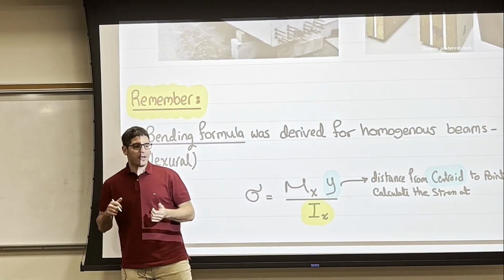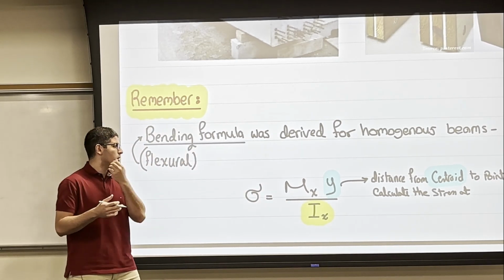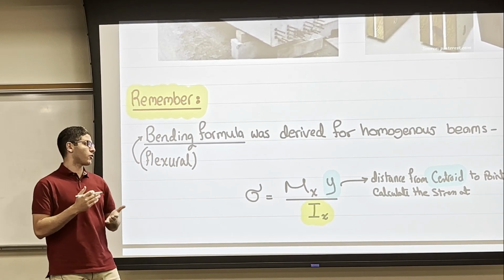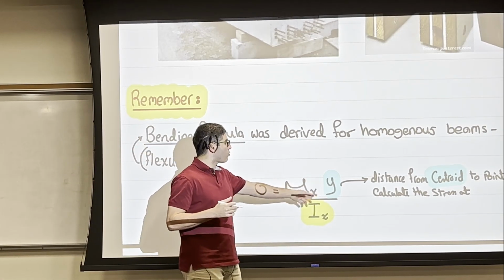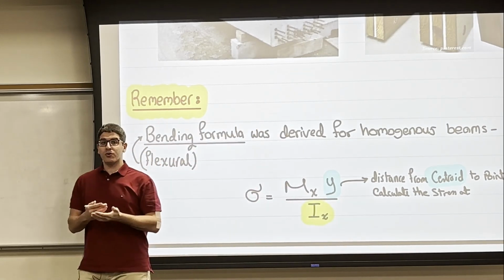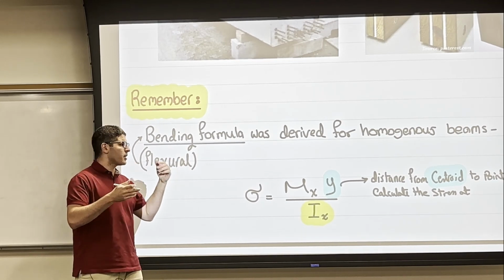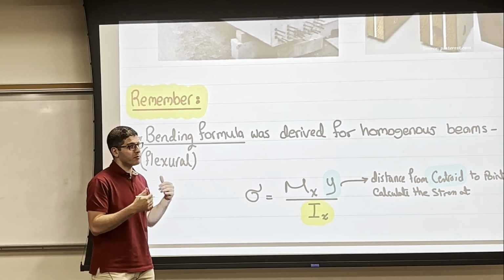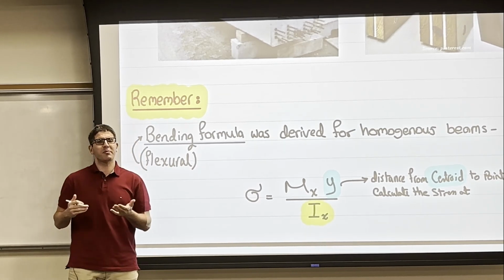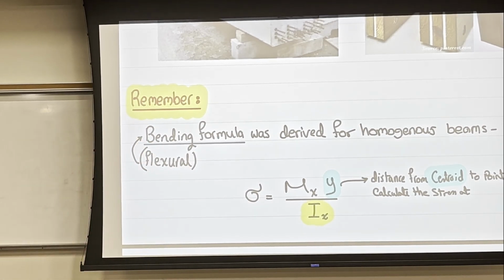If you remember, we used the moment of inertia in our derivation from before, and that was based on having one material in the cross section. Same with the centroid. y was the distance from the centroid to the point where you want to calculate the stress. If you remember how we derived the centroid, we combined all the material together, and when we combine all the material together, that means we have a cross section made of one material. If you don't remember, go back to that lecture.